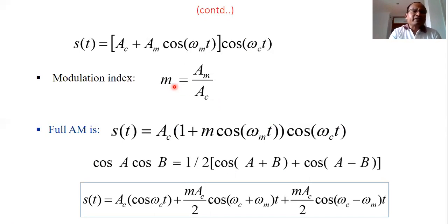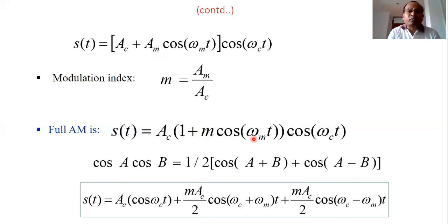Now, what is the expression of the amplitude modulated signal? It is [Ac + Am cosine omega_m t] cosine omega_c t. Can we substitute m here? Yes. When we take this Ac outside the bracket, we get Ac into 1 plus Am by Ac, and that Am by Ac will become m here. So the new expression of the amplitude modulated signal is Ac into [1 + m cosine omega_m t], the whole multiplied by cosine omega_c t. Now can we multiply? Yes.